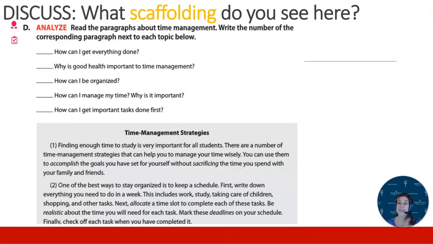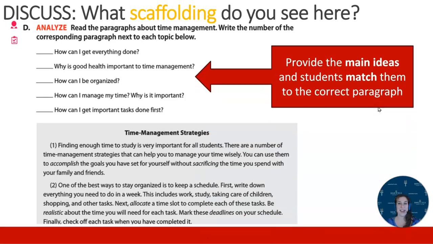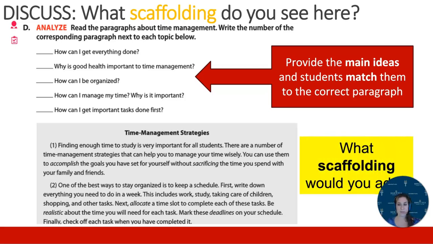Now we're going to move along to letter D of the same lesson activity. So, what scaffolding do you see here? Here we have a list of the main ideas, and the students are matching these main ideas to the paragraph provided. This is a much better way of helping students see the main idea than having them write the main idea on their own if they don't have practice with finding this already. This is a great way to help build the skill of identifying a main idea.